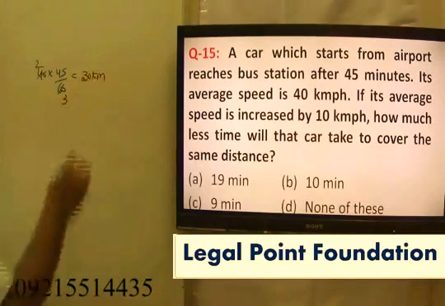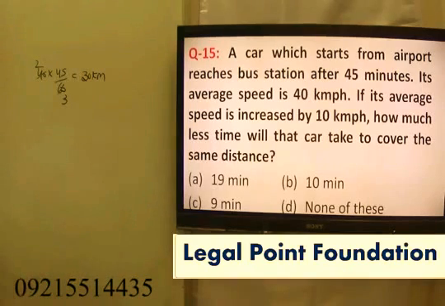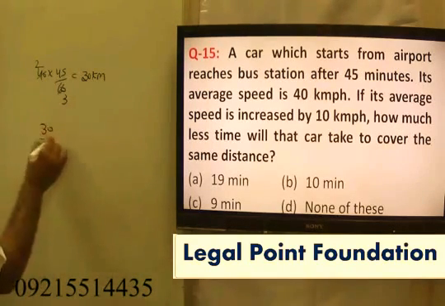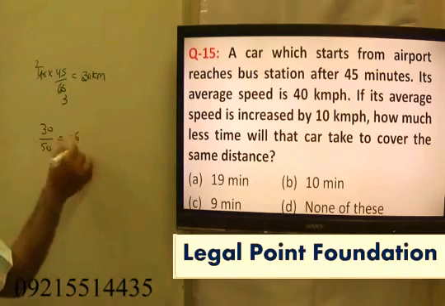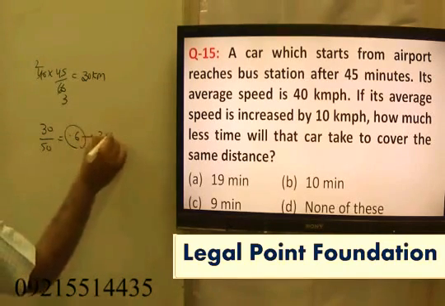If the average speed is increased by 10, it means now it becomes 50. How much less time will the car take? Now how much time does it take? 30 upon 50, you may say 0.6. 0.6 is converted as 36 minutes.